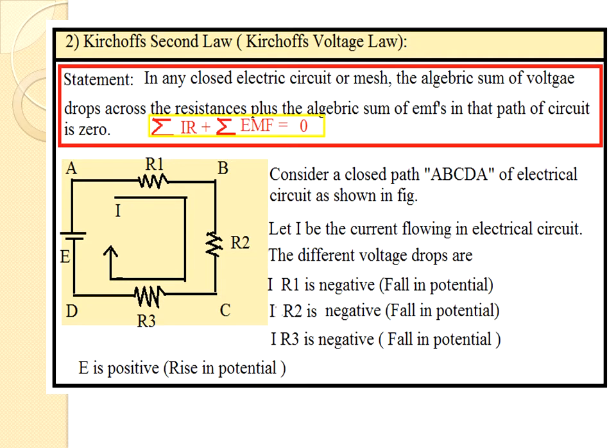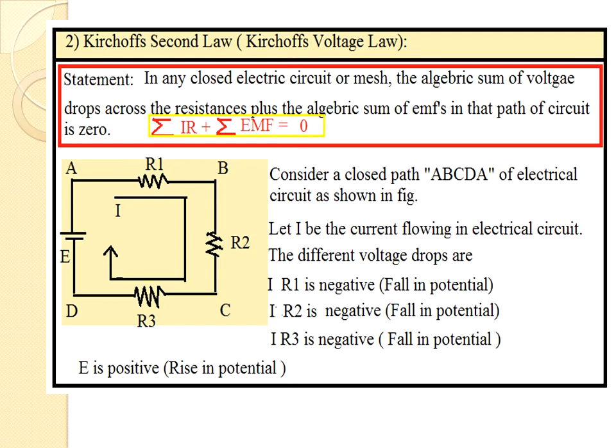Let I be the current. Here it is only one loop. It is possible to assume only one current. Let I be the current flowing in the electrical circuit with different arms. AB is one arm, consists of resistance R1. BC is another arm, consists of resistance R2. CD is another arm, consists of resistance R3. DA is another arm, consists of a battery of E volts.